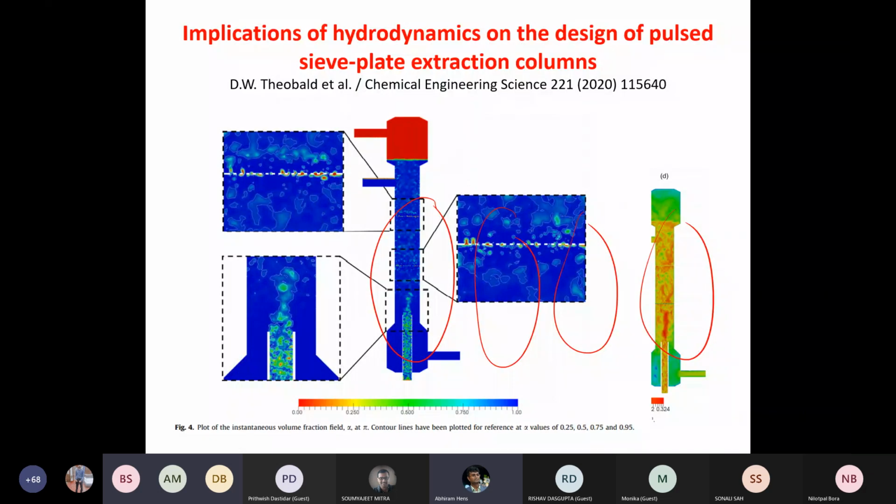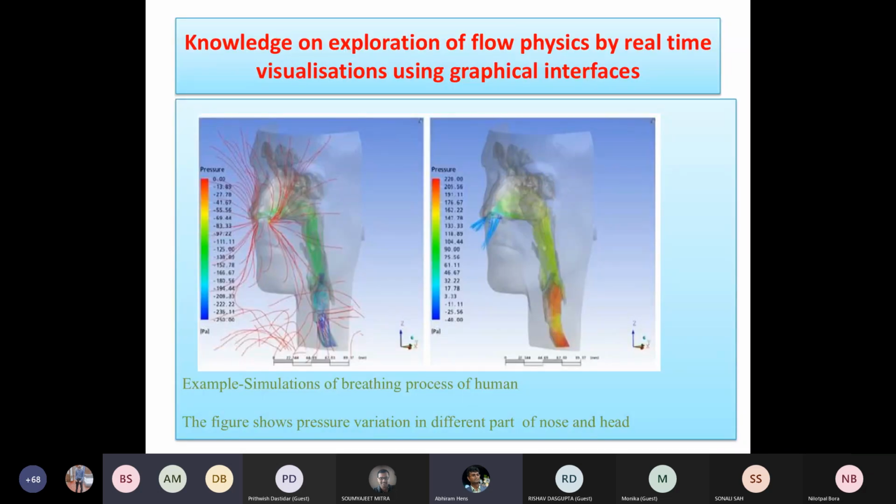So this is one example. CFD is not only important for engineers, it is also equally important for clinical persons. Our body is full of fluid flow and fluid dynamics. Air is flowing, blood is flowing, the entire system is basically fluid mechanics. So this is knowledge of exploration of flow physics by real-time visualization using a graphical interface. This is your respiratory system, and how air is entering into our respiratory system and going to the lungs, etc.